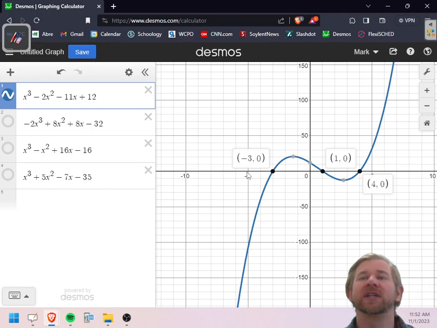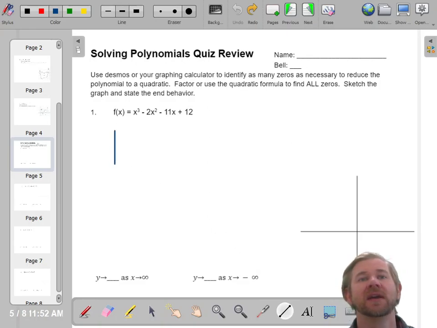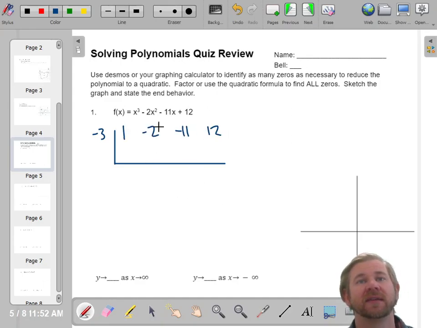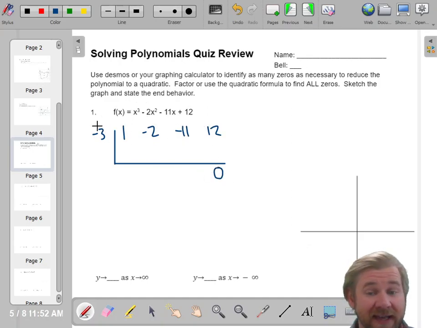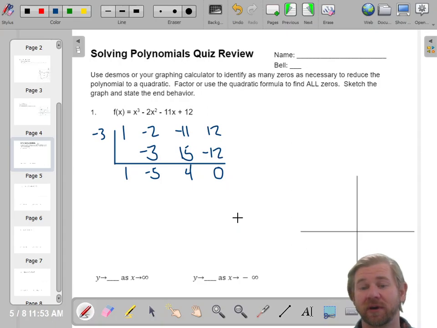It does not matter which of these three zeros you pick, -3, 1, or 4. I'm going to pick -3 and plug it in. I'm going to use synthetic division, and since I know it's an x-intercept, I better get 0. It's degree 3, so there should be 4 terms. So I bring down the 1, then you multiply, then you add, then you multiply, then you add, then you multiply. Hey, I got 0. Good. If I didn't, I did it wrong.